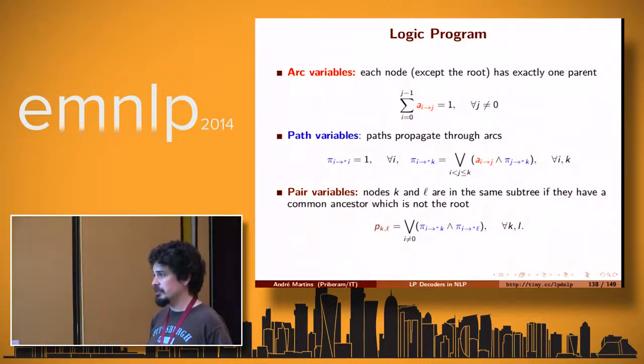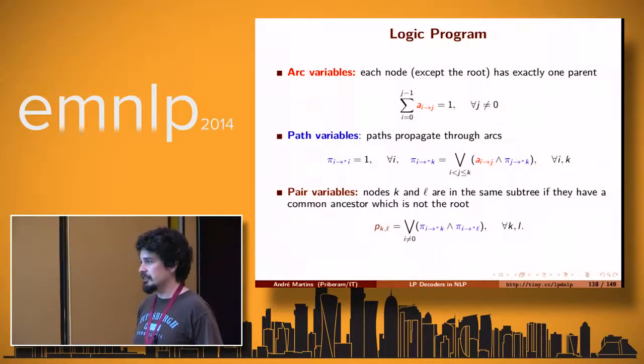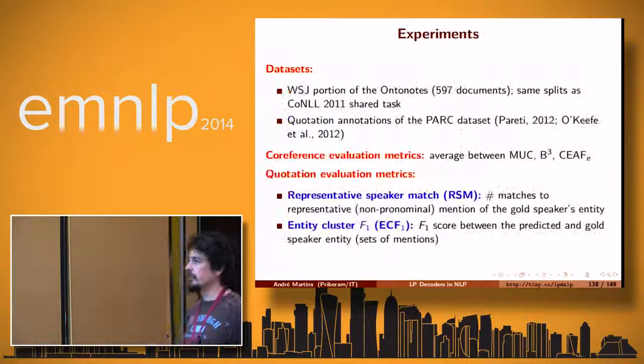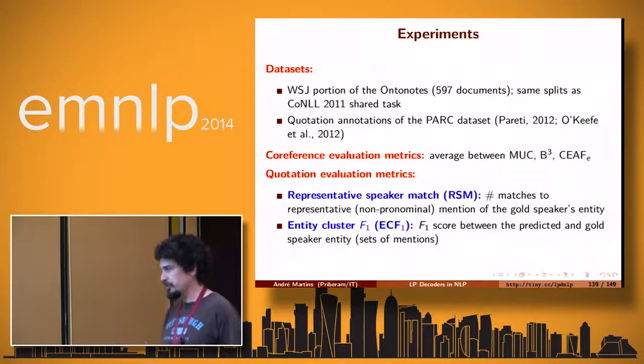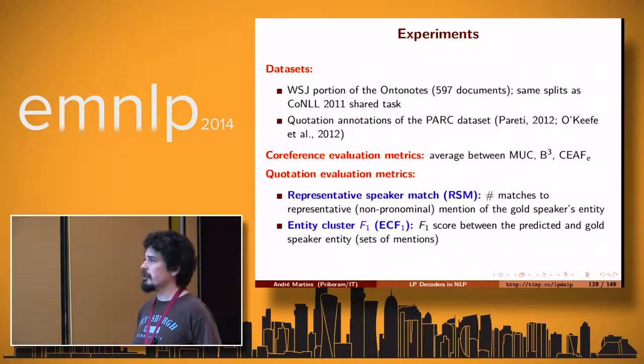So k and l are in the same subtree if there is some node i, which is not the root, such that this i is a common ancestor of node k and node l. All right, so the idea is that we build this logic program. Each of these things corresponds to a logic factor, and therefore we can run dual decomposition, as we've told before, to solve this problem. So we experimented with some data sets.